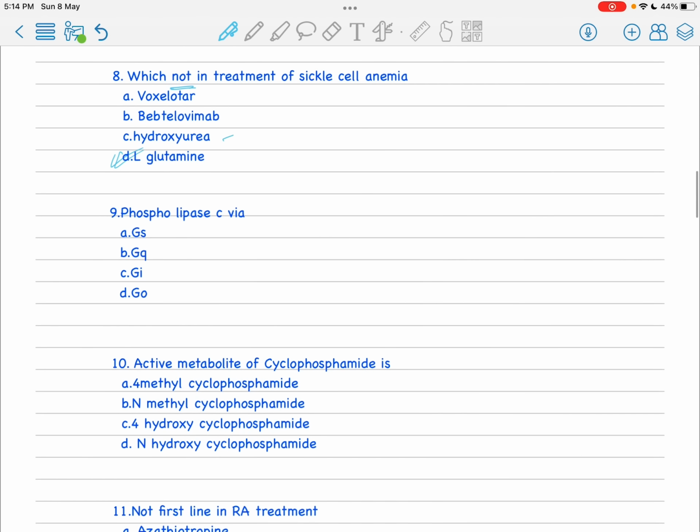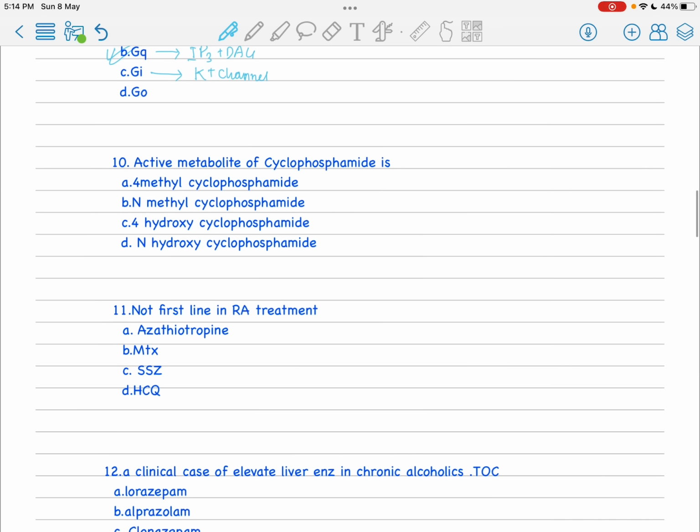This is one of the favorite questions: phospholipase C acts via simply Gq, and you know Gs is via the cAMP pathway, and Gi opens the potassium channels, while Gq is via phospholipase C leading to IP3 and DAG. Next is the active metabolite of cyclophosphamide, you have to remember this, and the answer is 4-hydroxycyclophosphamide.